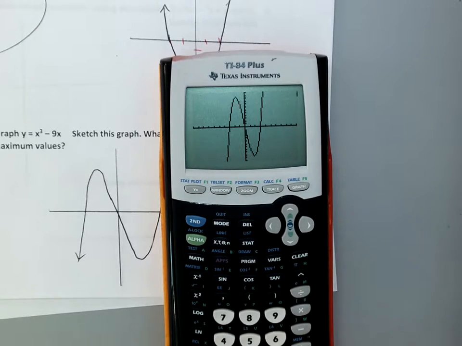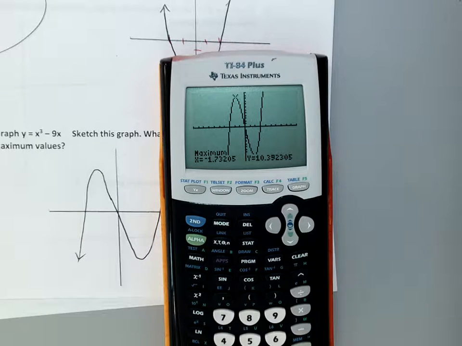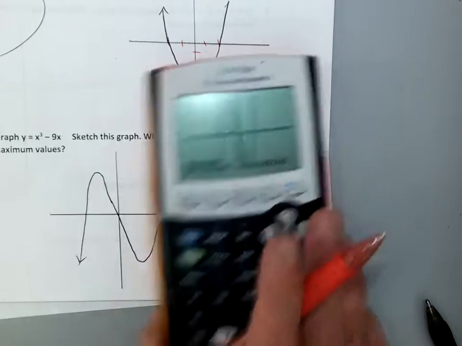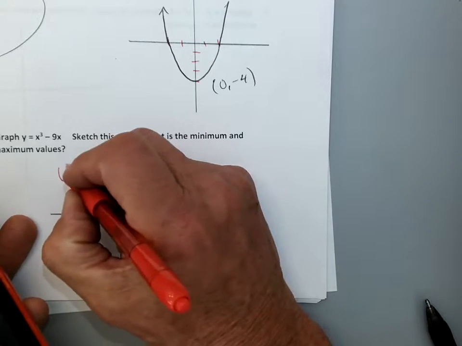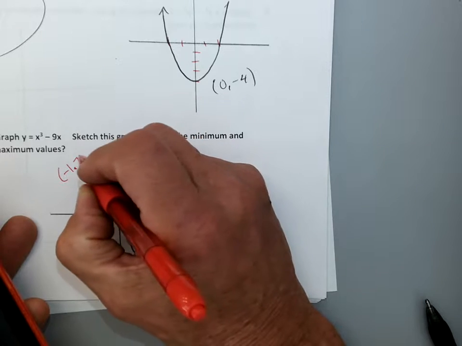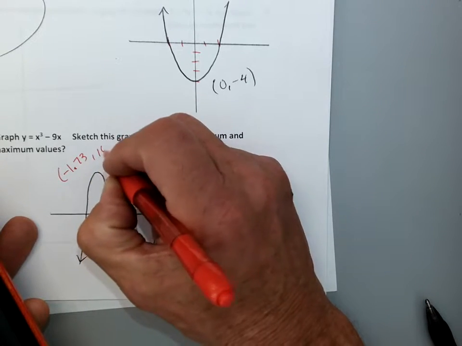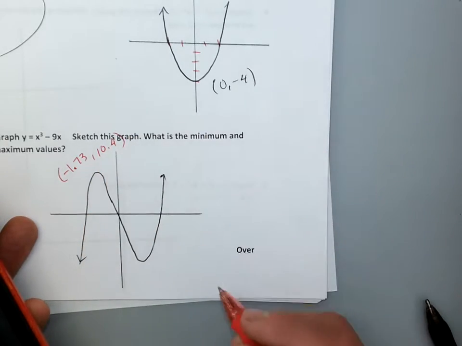Guess. Okay, so where is it? It's at about... Wait, how do you know when to hit enter? I'll do it again, okay? Hit the enter when it says guess. When it says guess, okay? So I'm going to do then a negative 1.73 comma about a 10.4.